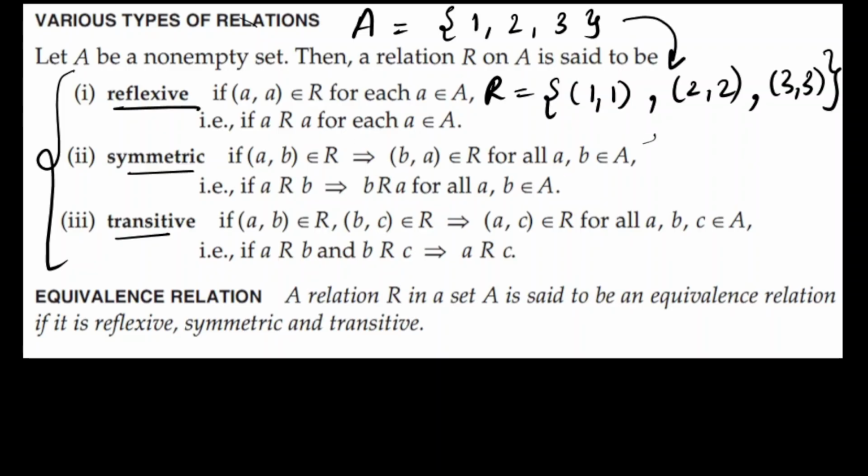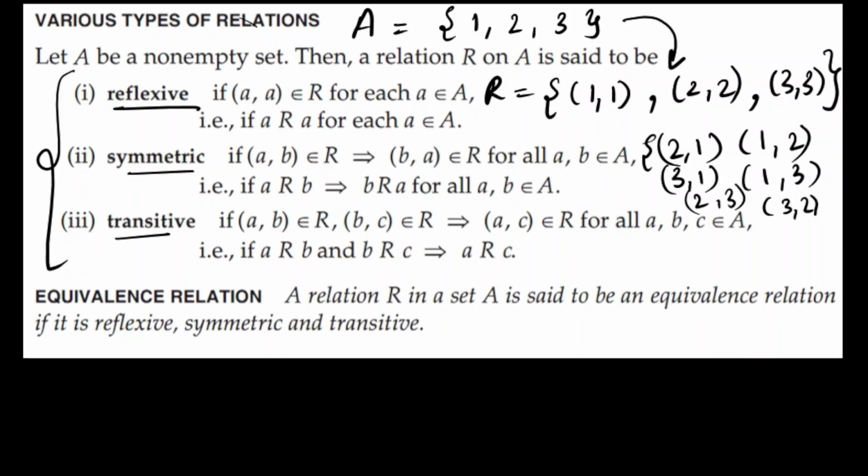Then symmetric means if I have (2, 1), I should have (1, 2) also. If I have (3, 1), I should have (1, 3) also. If I have (2, 3), I should have (3, 2) also. So like this, these types of ordered pairs should be there. Then the relation is a symmetric relation.